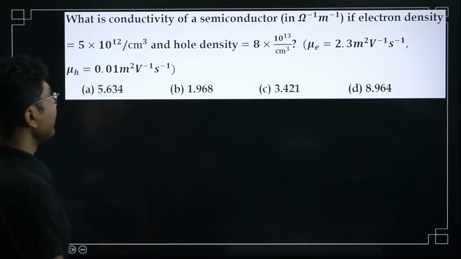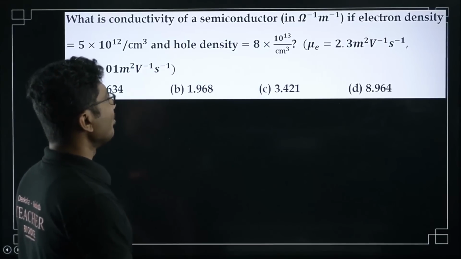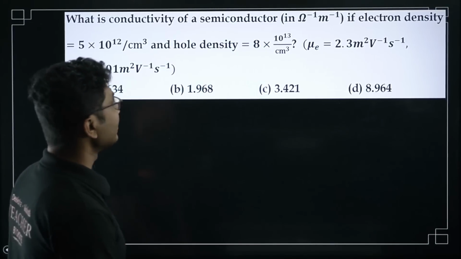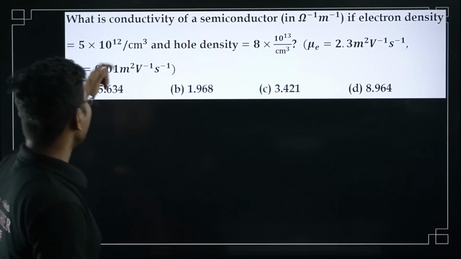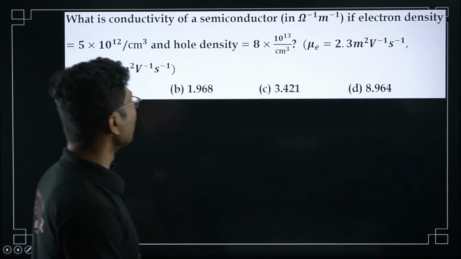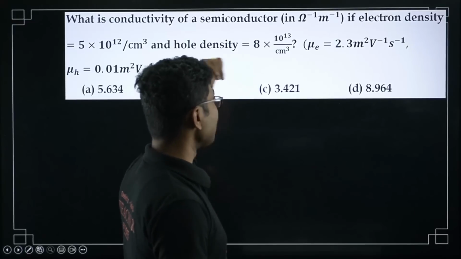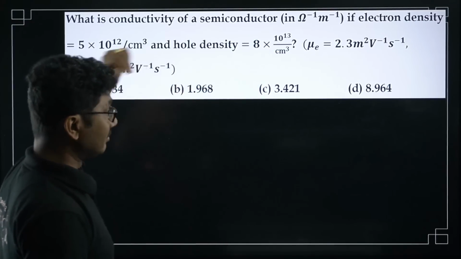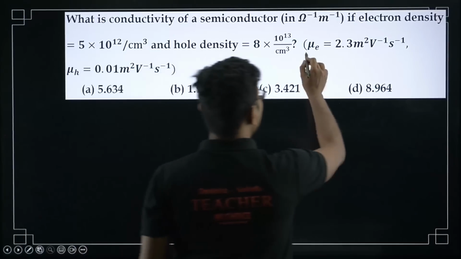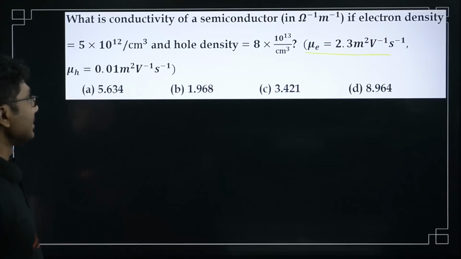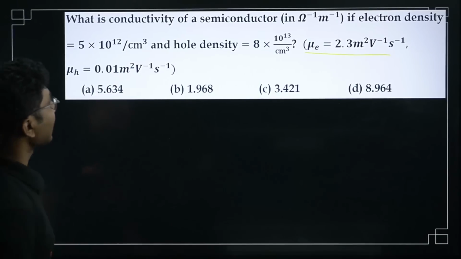What is the conductivity of semiconductor in ohm per meter if electron density is given by 5 into 10 to the power of 11 per centimeter cube and hole density is given by 8 into 10 to the power 13 per centimeter cube. Mu e is given by this and mu h is given by this. Okay, so what is the conductivity?